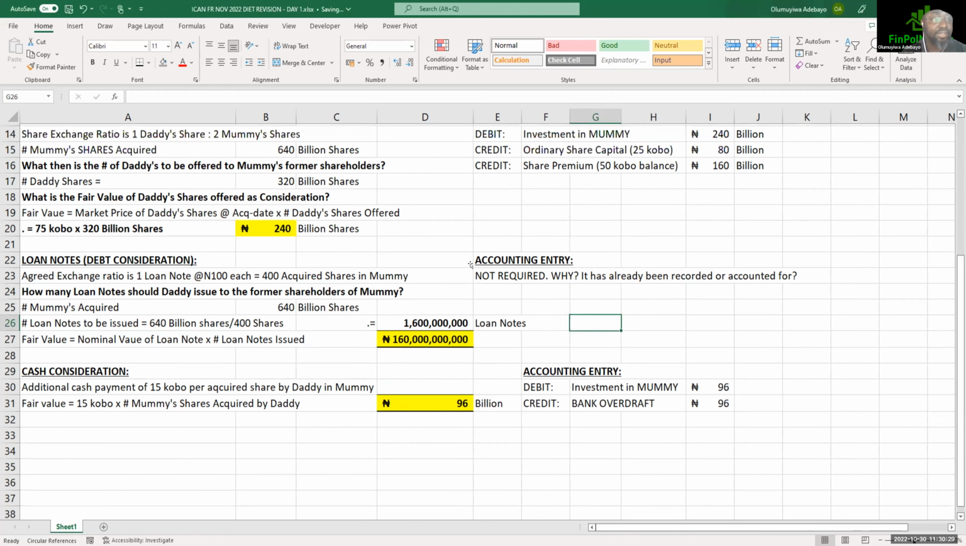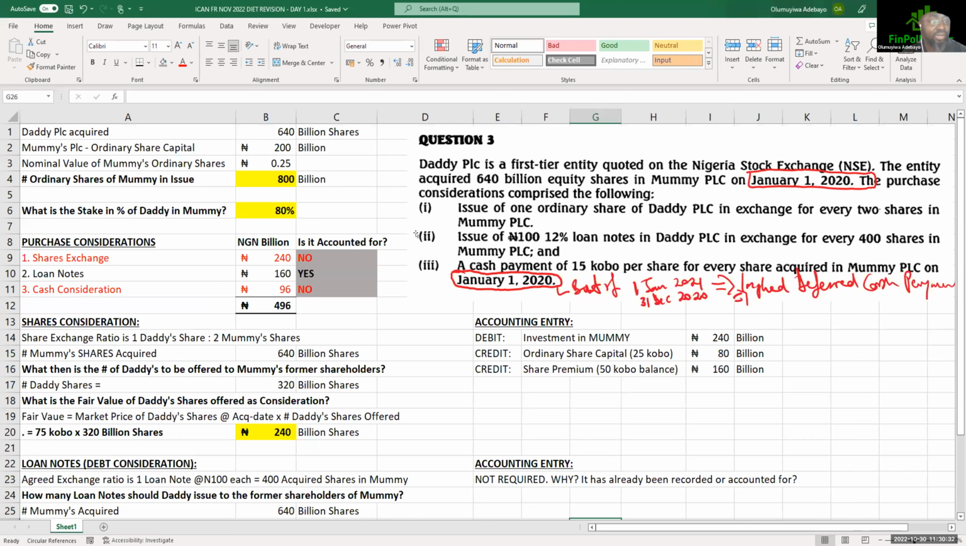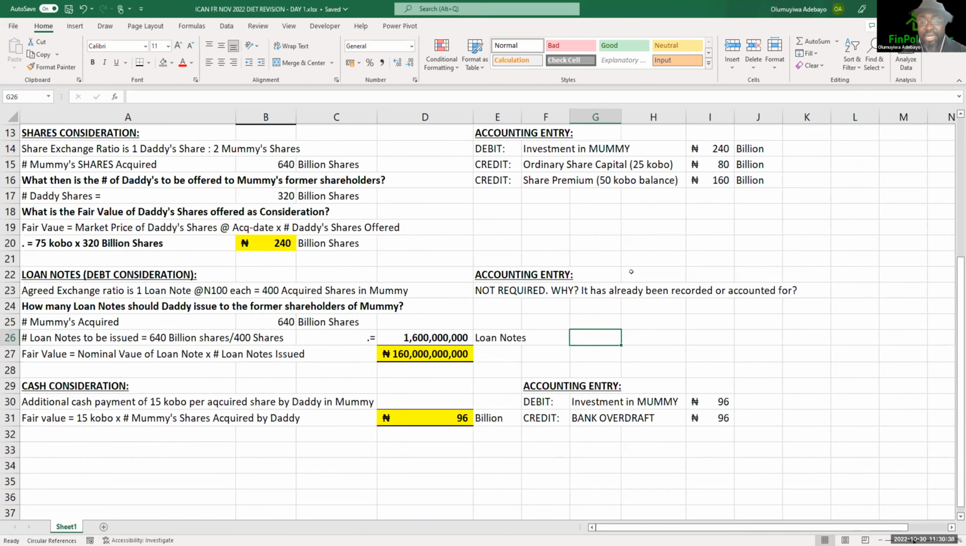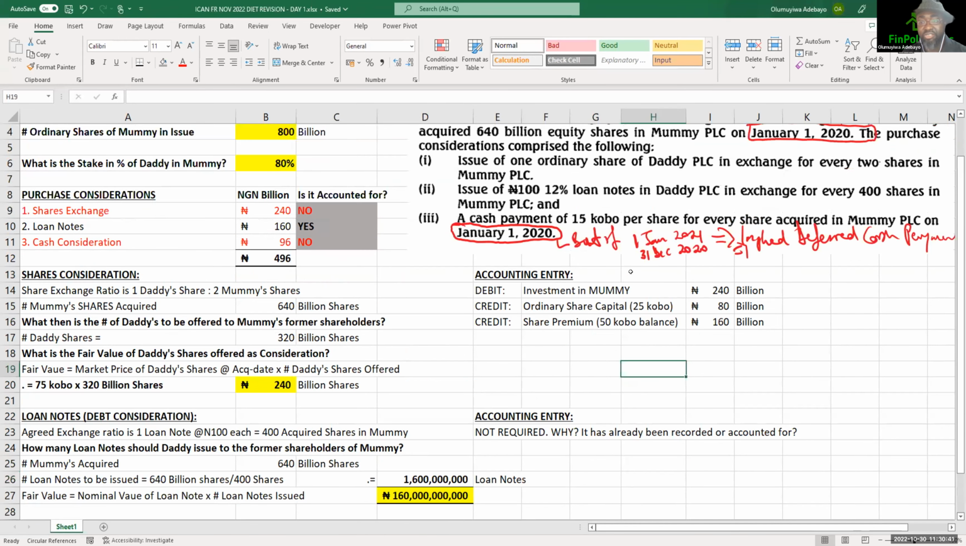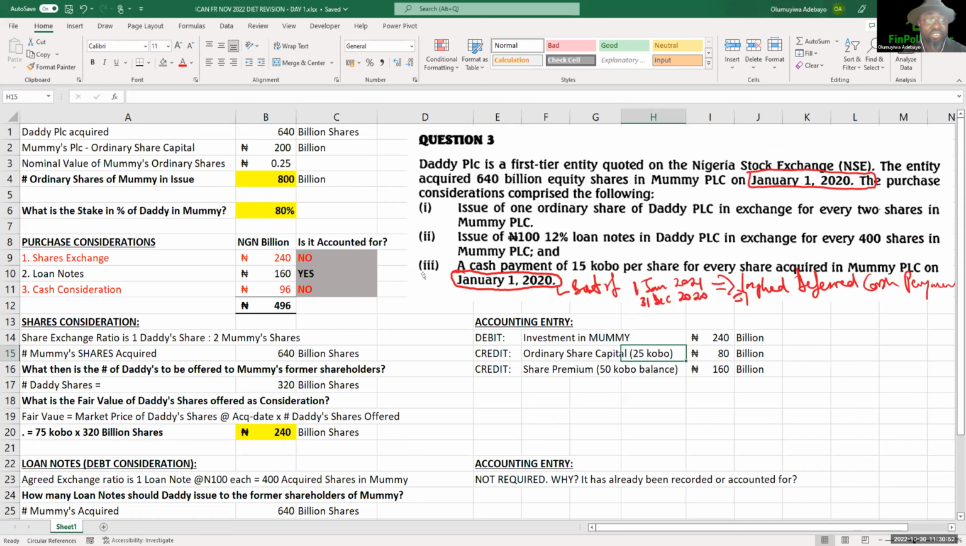Okay. Someone says, sir, I didn't understand where we got 80 billion naira from in the ordinary share capital because of network. I think you might likely have to go back to the video or recording, but let me just take this opportunity to re-explain. Now, the ordinary share capital is 25 kobo, the nominal price. If you go back to the question, remember it's 25 kobo per share, whereas the market price is 75 kobo. Therefore, you are going to recognize increase in share capital based on the nominal price. Any excess above nominal price is regarded as a premium that is recognized in the share premium account. Does that make it clear?